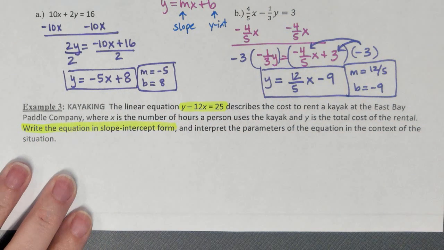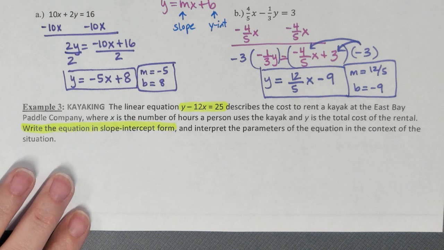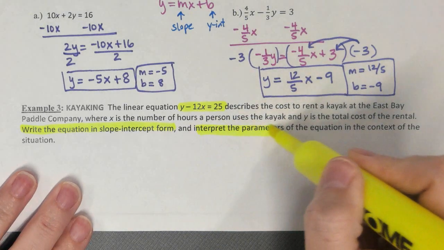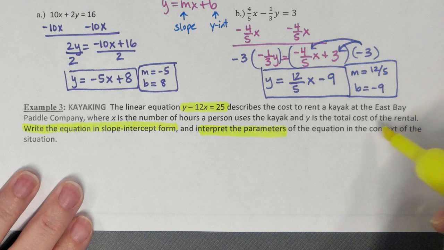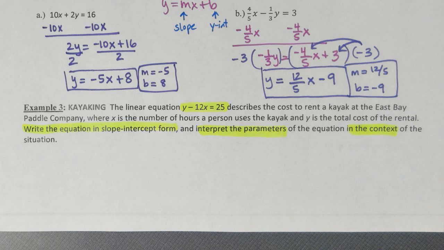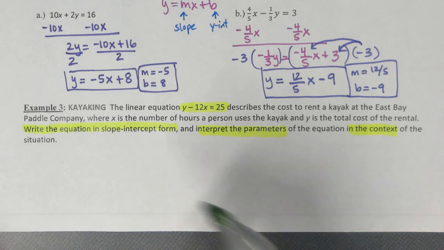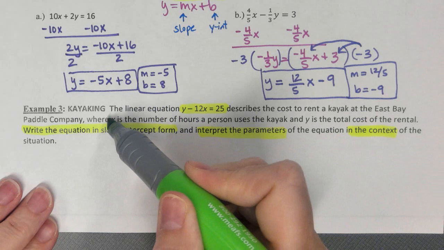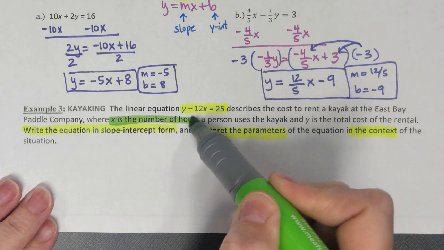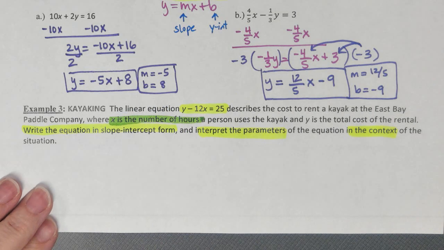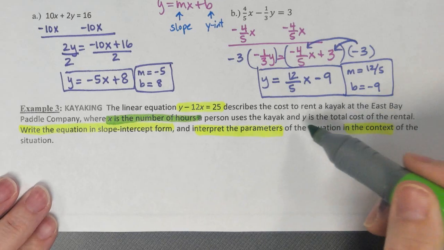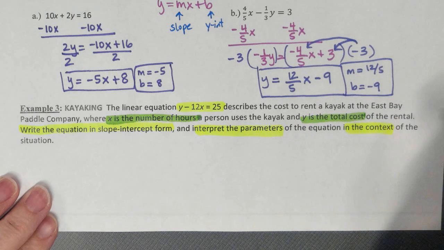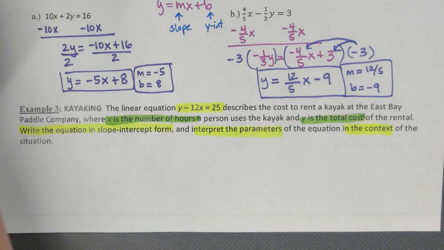Okay, so you're gonna write the equation in slope-intercept form, and then we're gonna interpret the parameters in the context, which means you're gonna have to explain using your units. And that's where I would go back. If I know I have to interpret, then I need to pay special attention to what the x represents. So that's the number of hours a person uses the kayak. Y is the total cost. And then I'm ready to do my 2 steps.